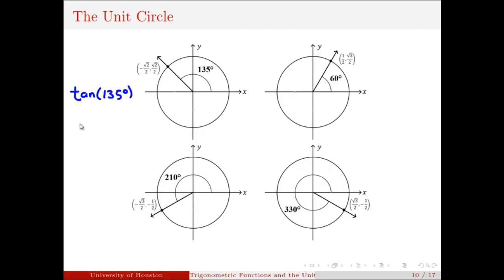equals the y-coordinate of this point, square root of 2 over 2, divided by the x-coordinate of this point, which is minus square root of 2 over 2. And this simplifies to minus 1. So the tangent of 135 degrees has a value of minus 1.